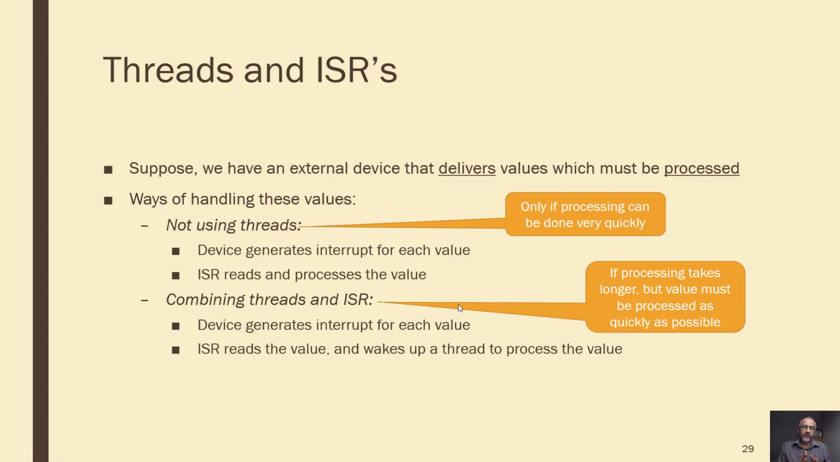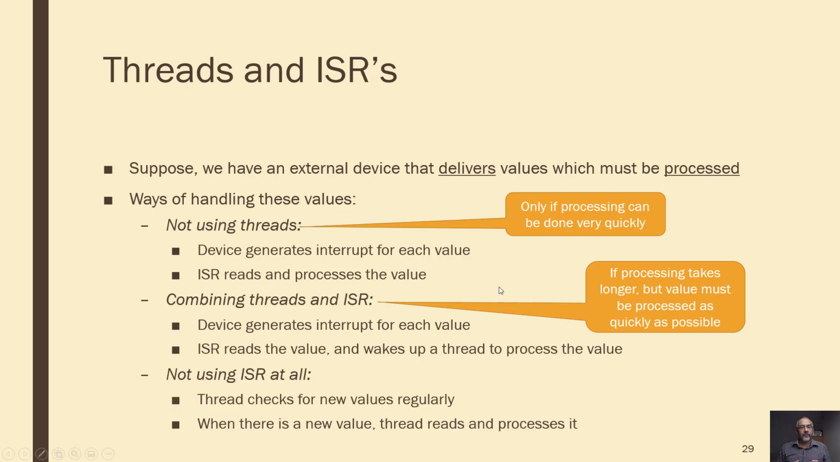So if you do this, then the thread will be woken up by the interrupt service routine. So the processing of the value will start as soon as possible after the value is available, after the interrupt has been given. And if it is important that you react as soon as possible to a value becoming available, then this is a good way to implement that. So in the interrupt service routine, you save the value that has been delivered somewhere, and you wake up the thread to process it.